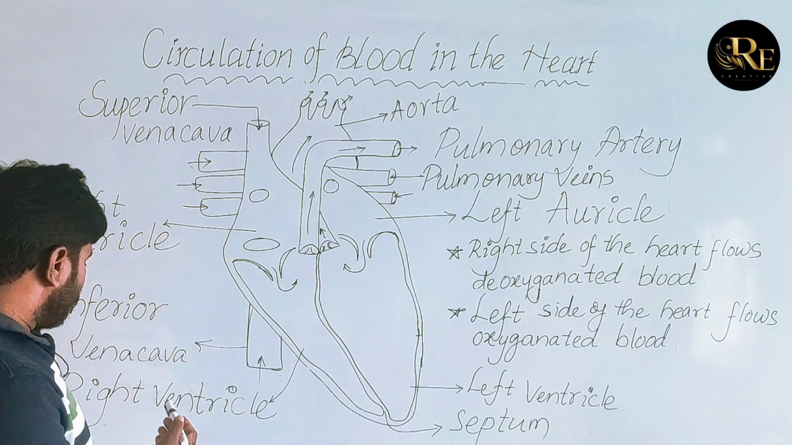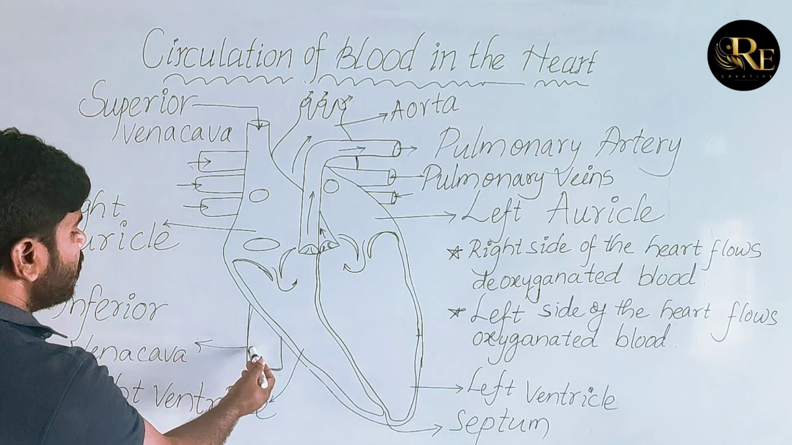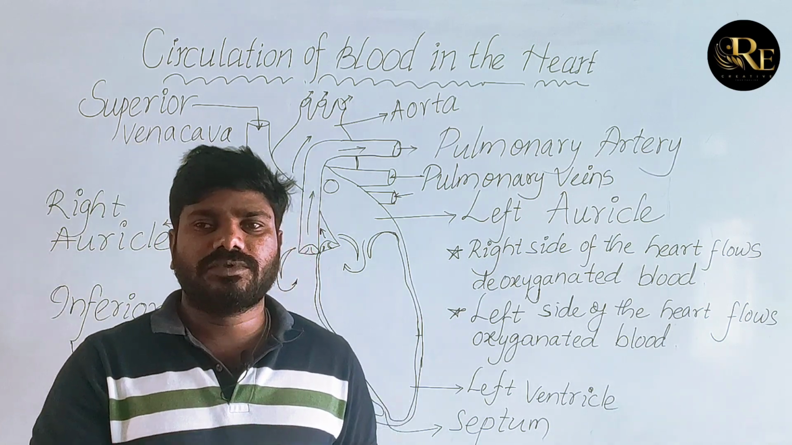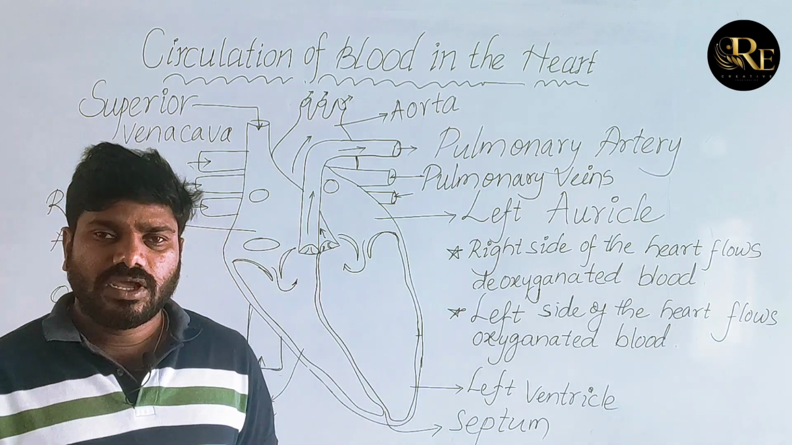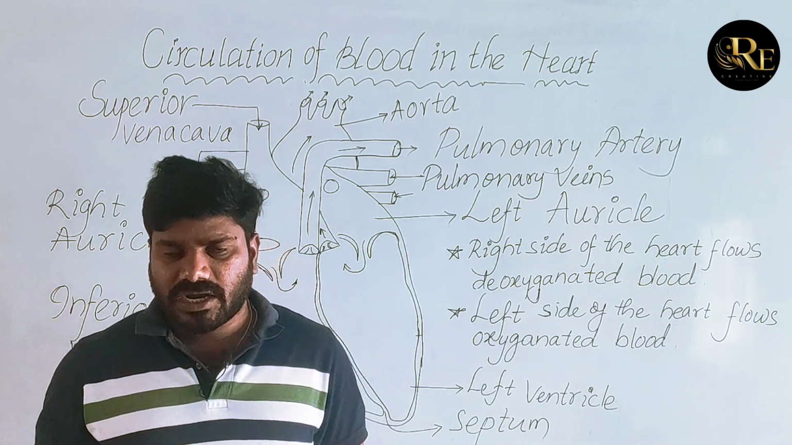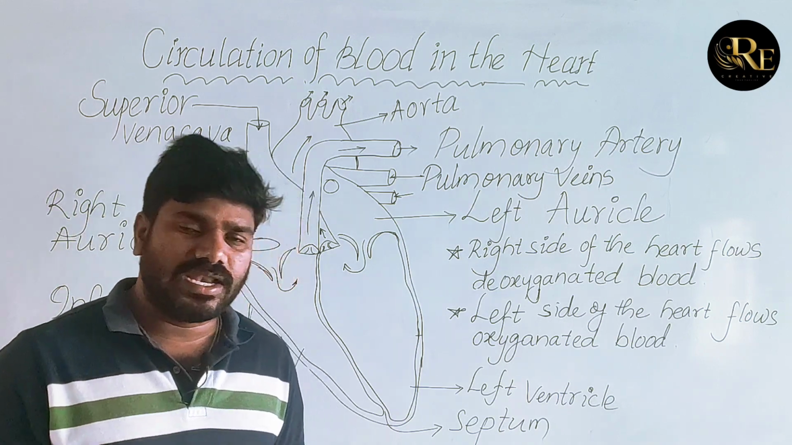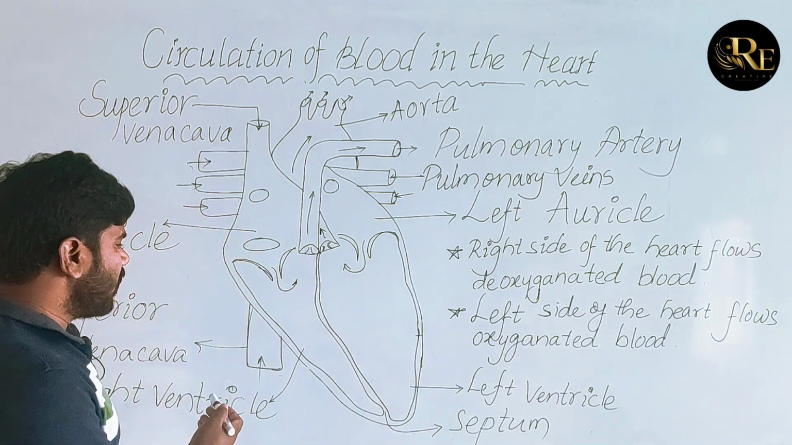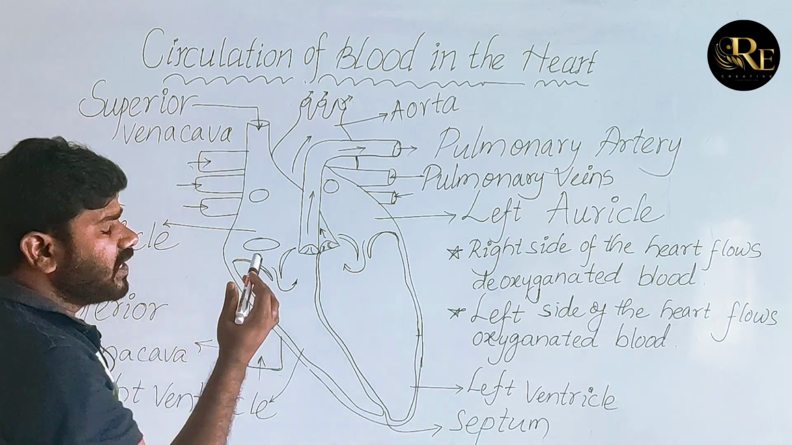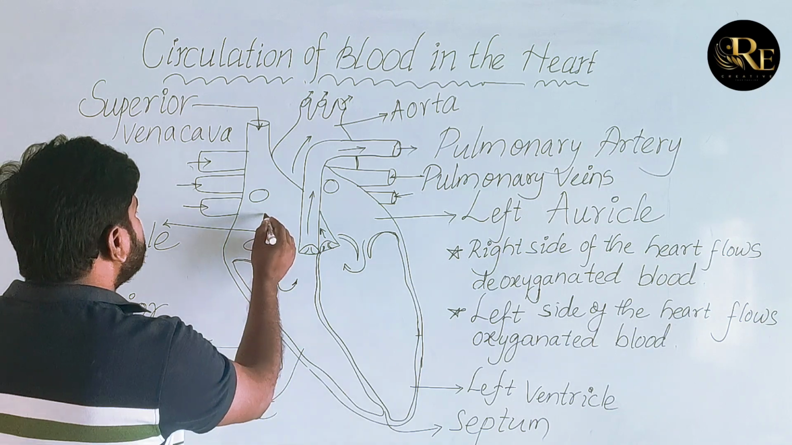Okay, next the inferior vena cava. The inferior vena cava collects the blood from the lower part of the body, like the legs and the waist and other parts located below the heart. These bloods are collected by the inferior vena cava, and the blood collected by the superior vena cava and inferior vena cava will drain into the right auricle.